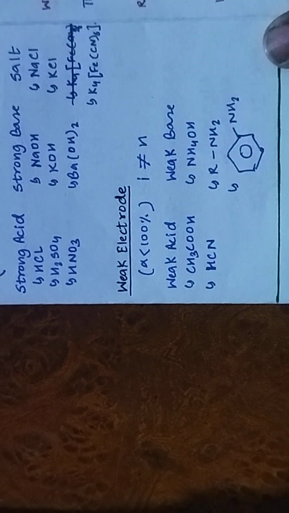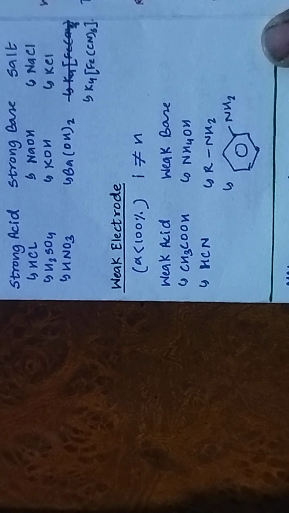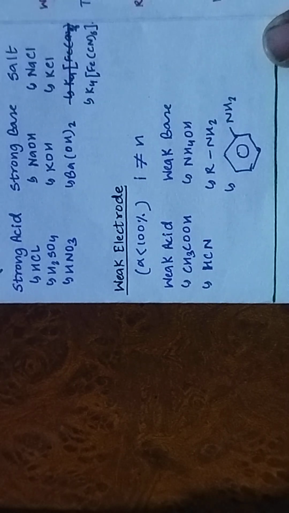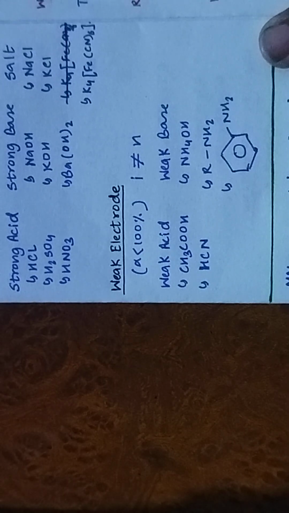The i is not equal to n. The weak acids are CH3COOH, HCN. The weak bases are NH4OH, R-NH2, and you have the benzene with NH2 at the para position. I'm so sorry, it's the ortho position, right? At the ortho position, you have the NH2.